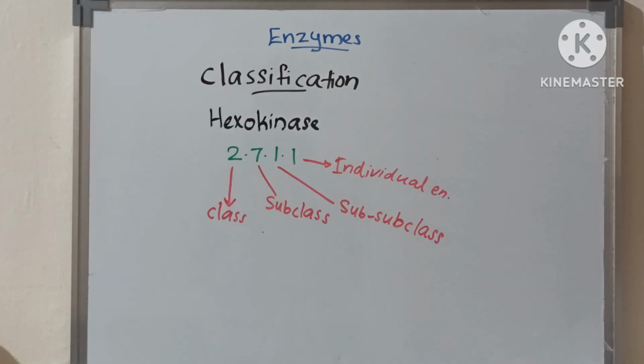For example, hexokinase, which is an enzyme in glycolysis, has 4 digits: 2.7.1.1. Here the first digit, that is 2, represents the class, the second digit represents the subclass, the third digit represents the sub-subclass, and the fourth digit, that is 1, represents the individual enzyme. That is the first enzyme.